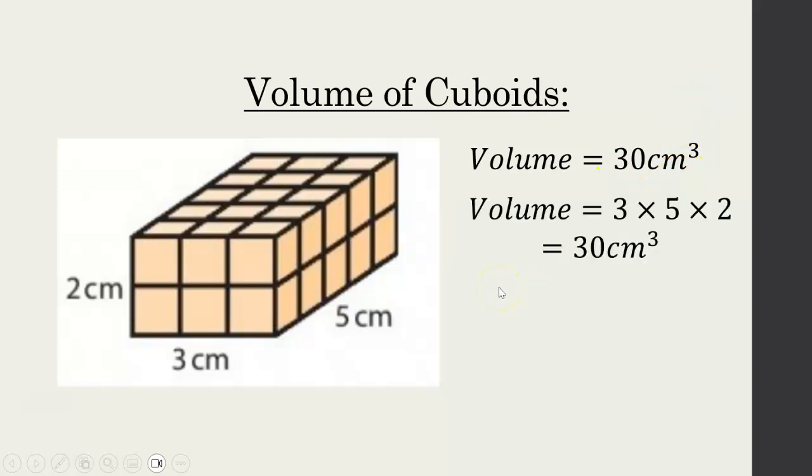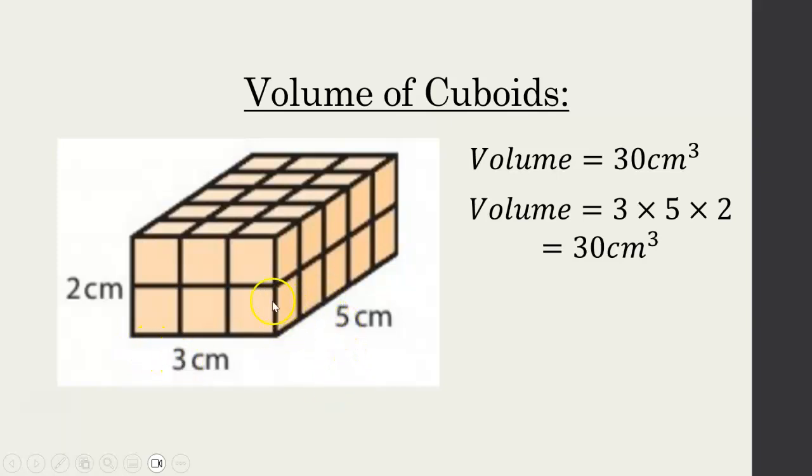Now, how did I get that? Well, what I actually did was, there's 2 rows. There's 3 in a row. So that's 2 by 3. That's where I got my 6 on a slice. And then there's 5 slices. So I said, well, it's 6 by 5. But what I actually just did there was 2 multiplied by 3 multiplied by 5.